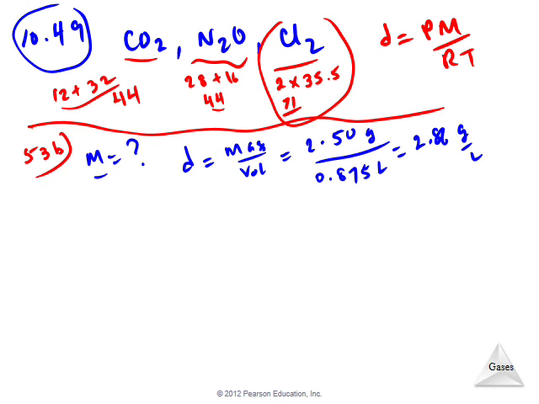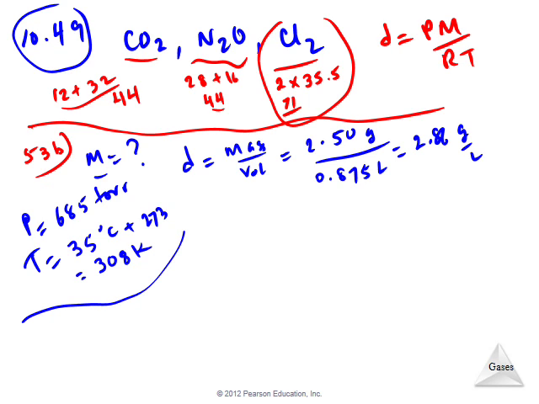Now pressure value is also given. So let's write down the value. Pressure is 685 torr. It's a good idea to write down the given information so that we can think better about how to solve the problem. Temperature needs to be in Kelvin. They gave you 35 degrees centigrade. So 35 degrees centigrade plus 273, and that gives you 308 Kelvin. Okay, so these are the values that we got.